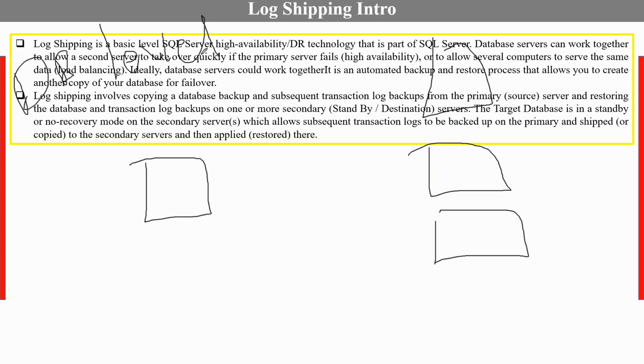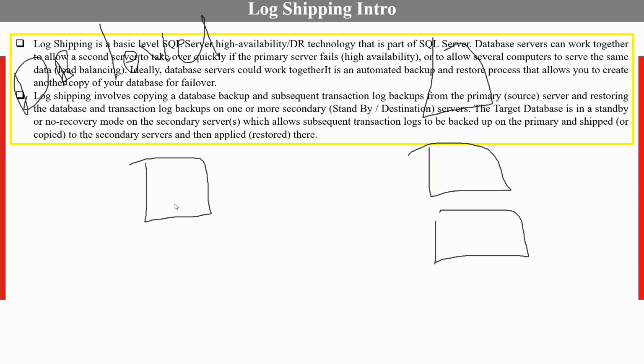Sir, log shipping and mirroring both are database level. Means if you have 100 databases in one instance and you want to configure log shipping for all databases, you need to configure 100 log shippings. Every database you need to configure log shipping, because it is a database level redundancy.